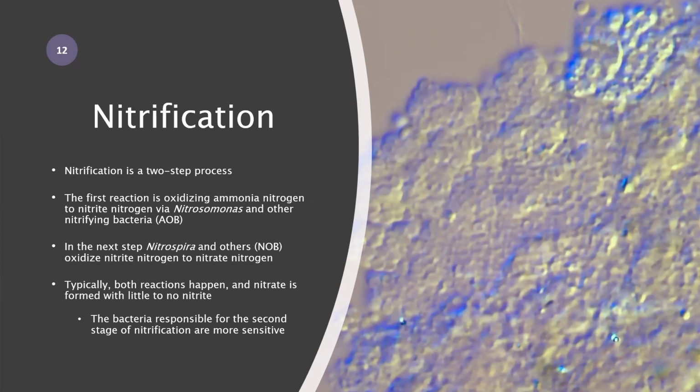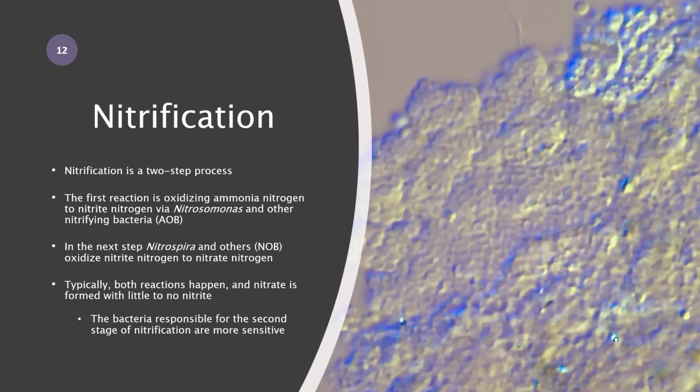basically. So when we look at nitrification, it's a two-step process. The first reaction is oxidizing ammonia to nitrite, and that's done by Nitrosomonas and then other bacteria. So there's other bacteria besides Nitrosomonas that are also capable of doing the first step, and we call those AOBs, ammonia oxidizing bacteria. Generally, based on our experience doing DNA testing in addition to microscopy and consulting, Nitrosomonas tends to be the predominant AOB in most systems.